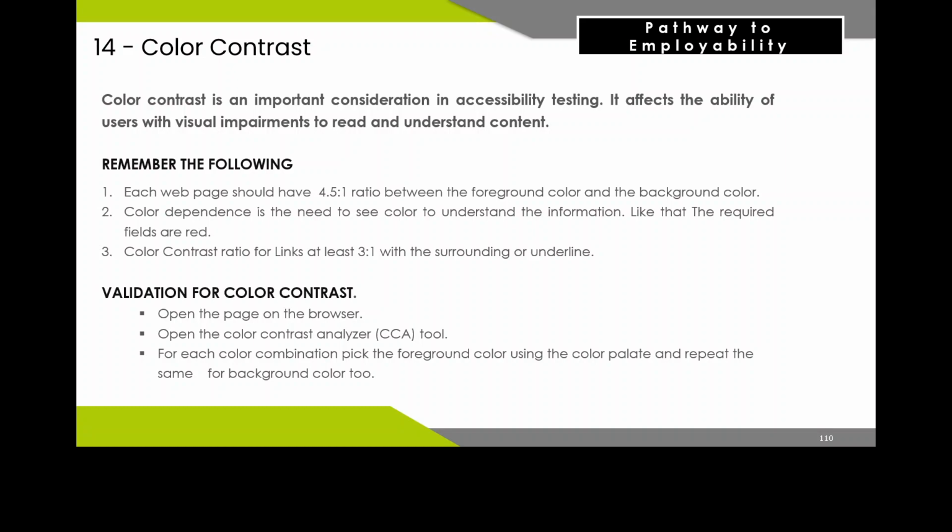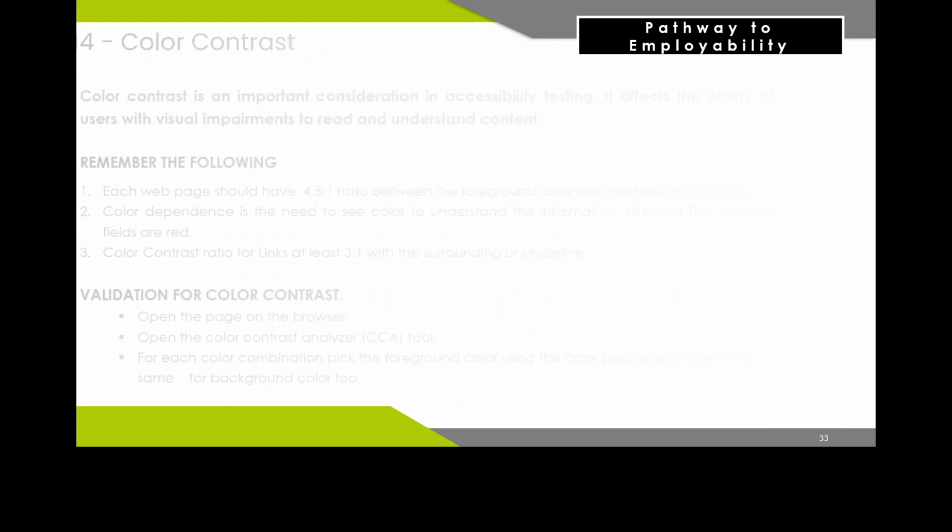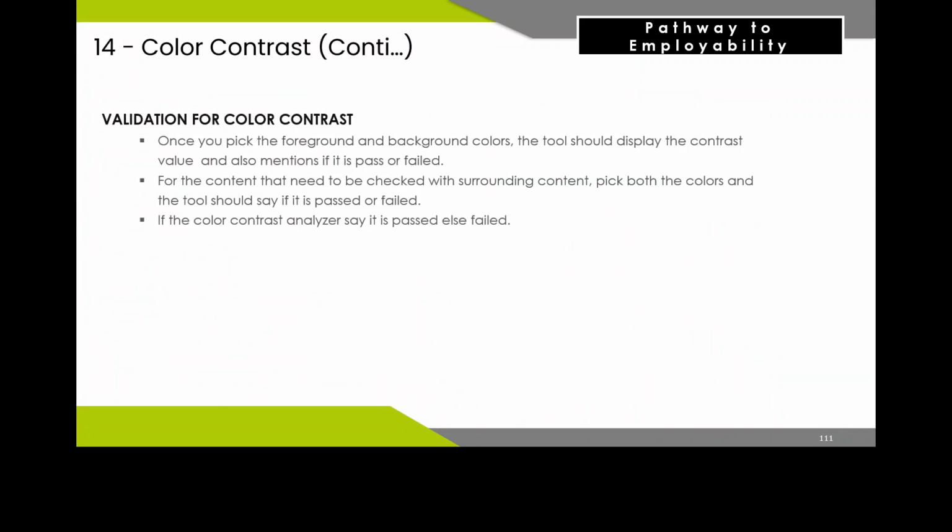Validation for color contrast. Open the page on the browser. Open the Color Contrast Analyzer, CCA, tool. For each color combination, pick the foreground color using the color palette and repeat the same for the background color too. Once you pick the foreground and background colors, the tool should display the contrast value and also mention if it is passed or failed. For the content that needs to be checked with surrounding content, pick both the colors and the tool should say if it is passed or failed. If the color contrast analyzer says it is passed, then it passes, else it fails.